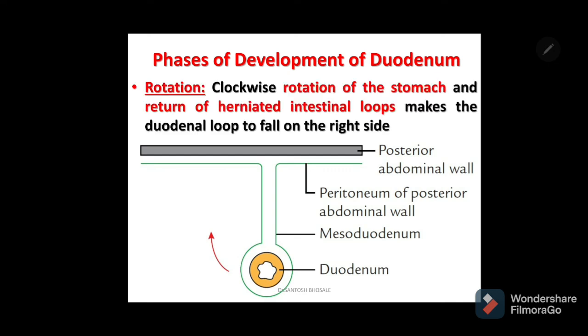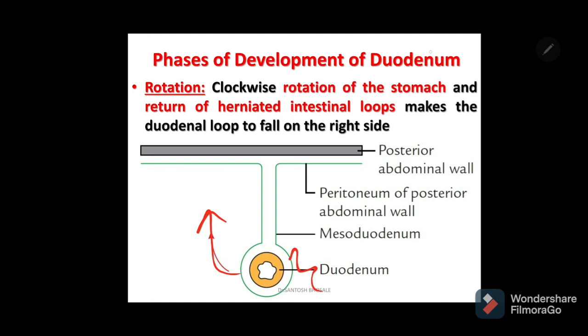So rotation. During development, there will be clockwise rotation of the stomach and return of herniated intestinal loops from the physiological hernia that pushes the duodenum towards the right side due to rotation of the stomach. What is the physiological hernia? What is the need of the intestinal loops to herniate? That you will study in the midgut development.